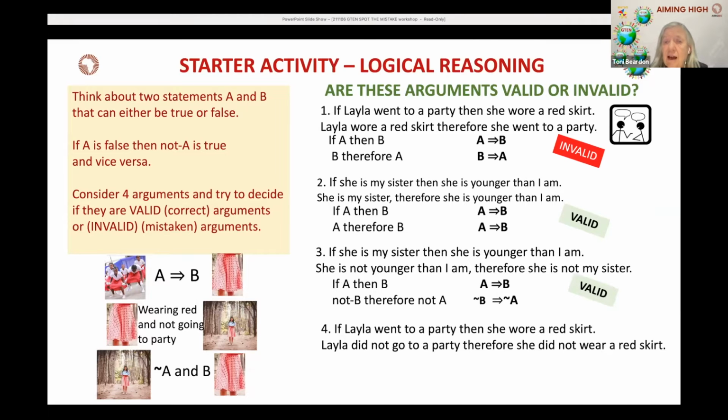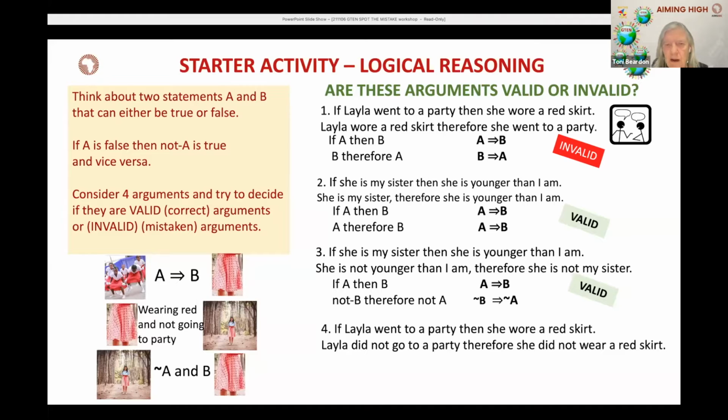And notice there, not younger is a little tilde before the B, and not my sister is a little tilde before the A, a little twiggly sign in the air. Okay. So both of those statements or pairs of statements involving something about sister, they're both valid.